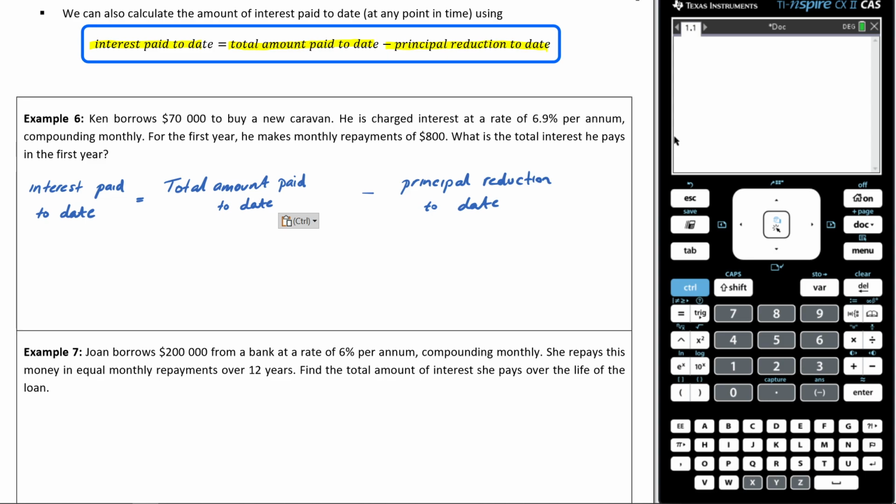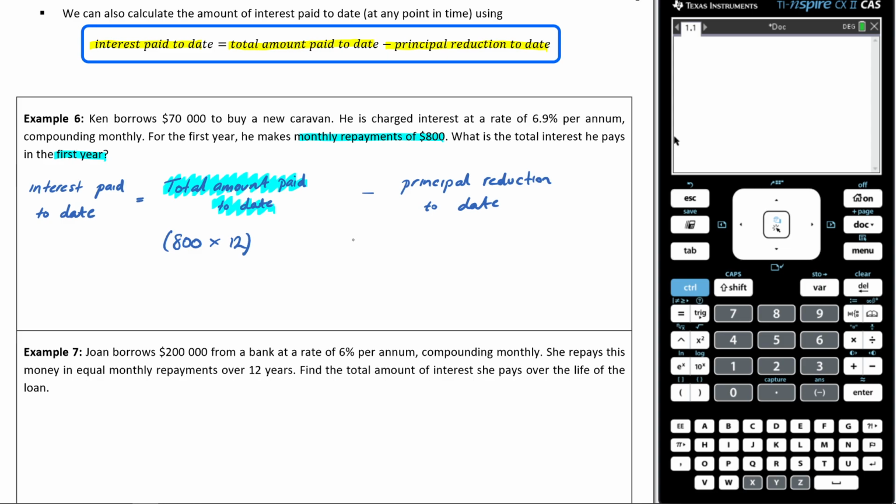So the first thing we're going to figure out is the total amount paid to date. How can we do that? Well, I know that I'm making monthly repayments of $800. So if I want to figure out how much is paid in the first year, all I'm going to do is go 800 times 12, because I'm making monthly repayments of $800 for 1 year.